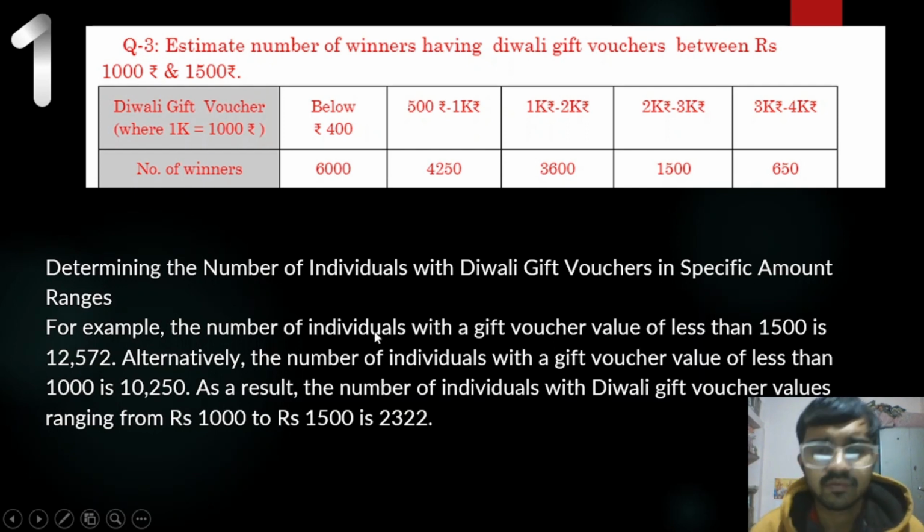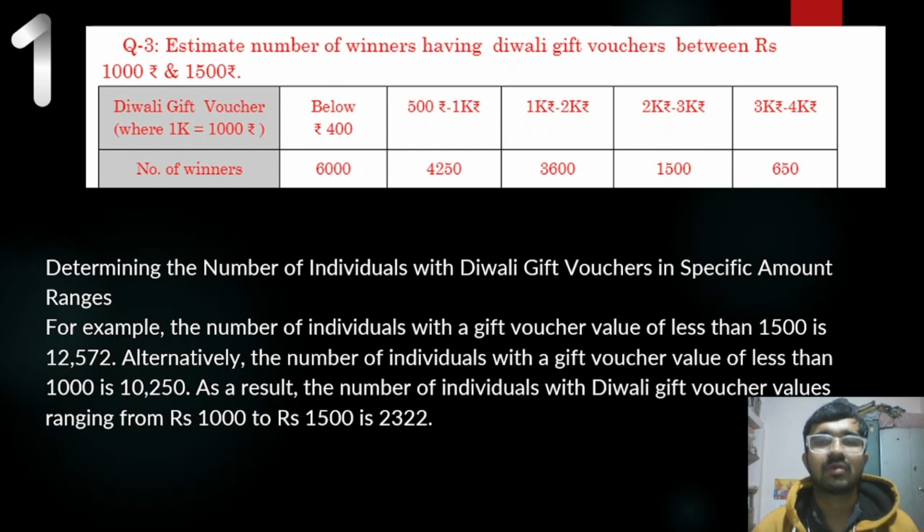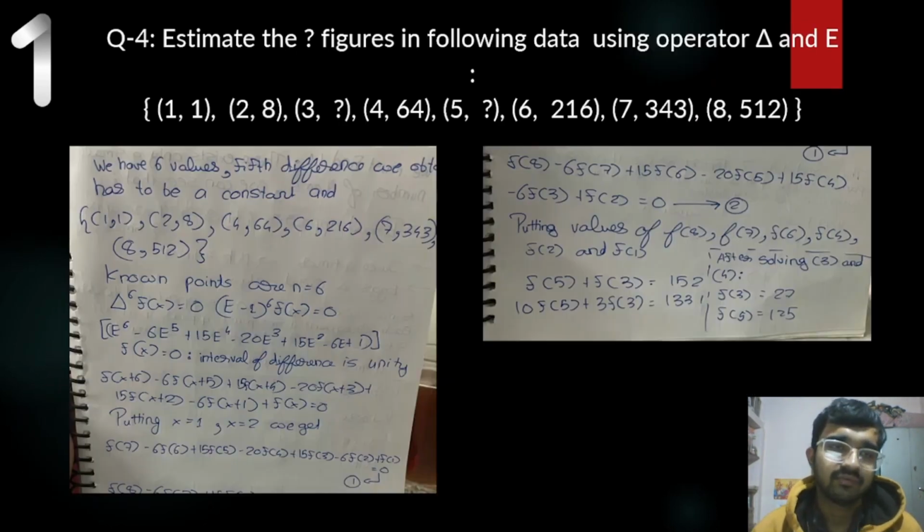Then we determine the number of individuals with gift vouchers in specific amount ranges. For example, the number of individuals with gift voucher values of less than 1500 is this, and the number with gift voucher values less than 1000 is this. So for finding the number of individuals with gift voucher values ranging from 1000 to 1500, we simply subtract this value from this, and we got our answer, that is 2322. In this way we can easily solve this problem. Now let's move forward to our next question, that is question number 4.